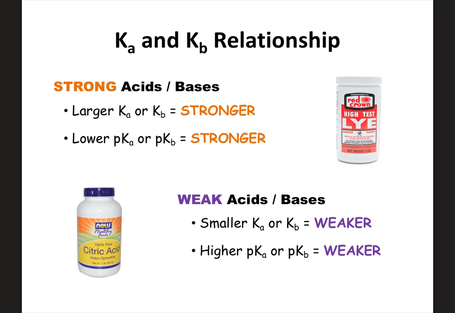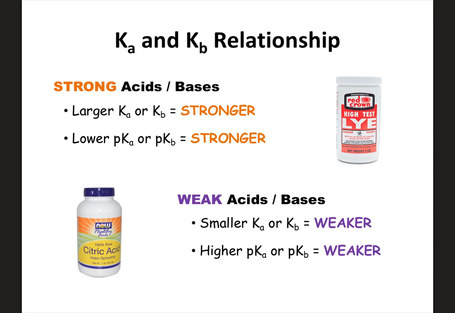A little bit more about this Ka and Kb relationship. If you have strong acids or strong bases, obviously we know you're going to have a larger Ka or a larger Kb. Remember, products over reactants for a K. So if you have a strong acid or strong base, they're 100% dissociated. You have more of the products, so you're going to have a much larger Ka or Kb. But your pKa or pKb are going to be lower. Essentially, think about this in terms of pH. A lower pH means it's going to be stronger. So that's the same idea here. If you have a lower pKa or a lower pKb, you're going to have a stronger acid or base.